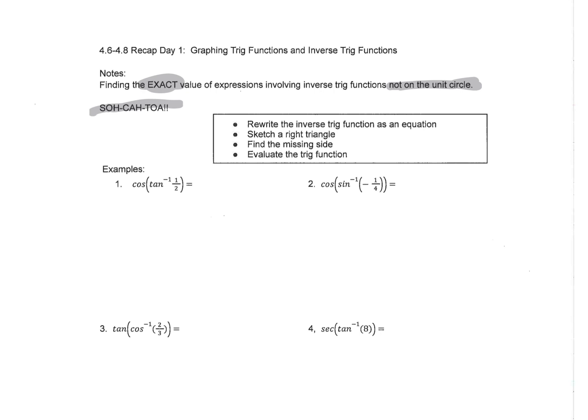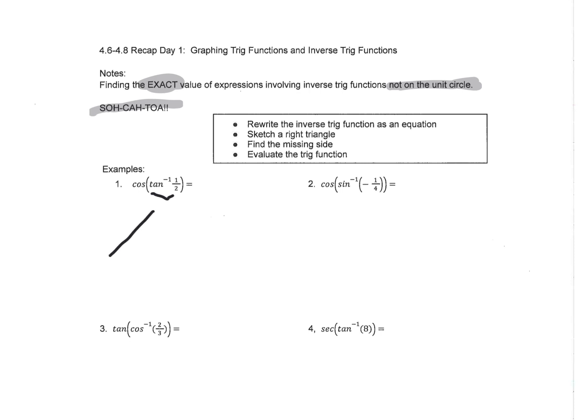Rewrite the inverse trig function as an equation. Sketch the right triangle. Find the missing side and evaluate the trig function. Let me show you how easy this is. It seems like a lot of steps, it's not. We are going to take what's inside here and we're going to use that to draw a right triangle.